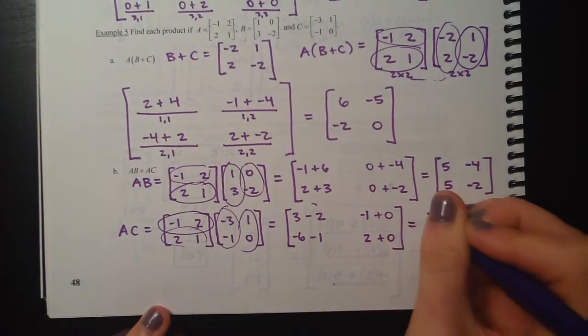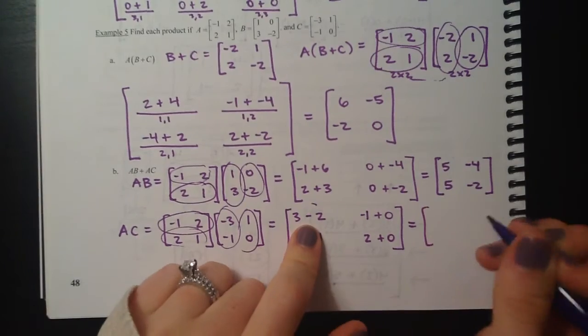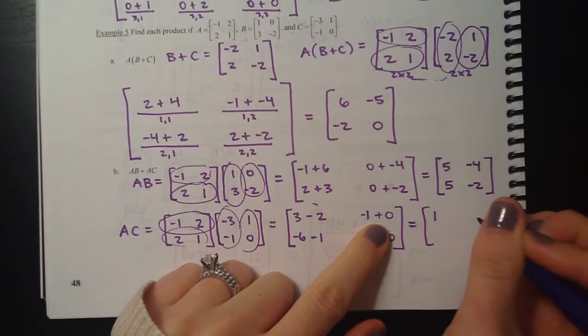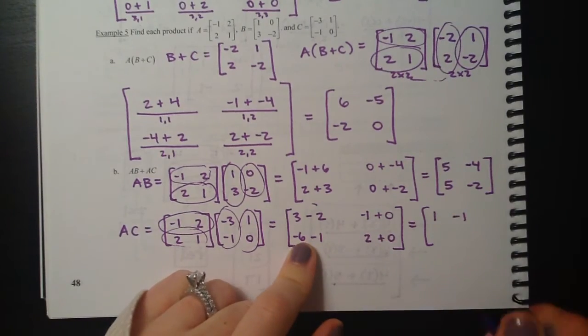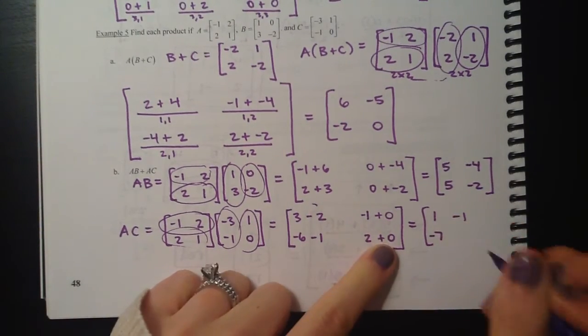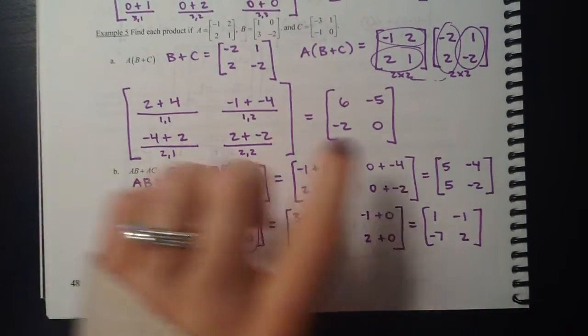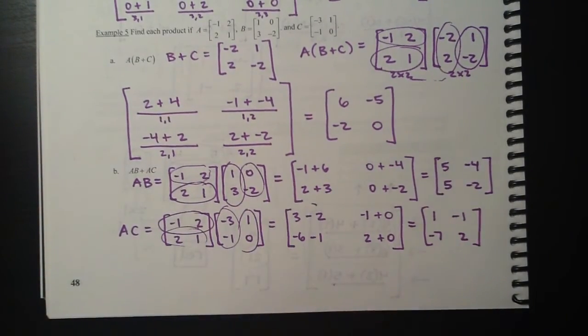Okay, so combine these up. Add each item together. 3 and 3 minus 2, -1 and 0, -6 and -1, and 2 and 0. Okay, so this is AB right here. This is AC right here.